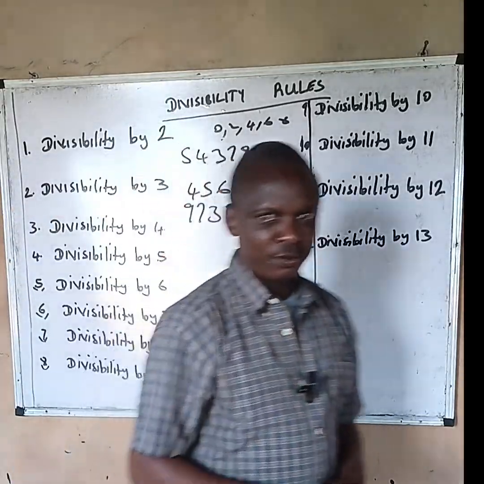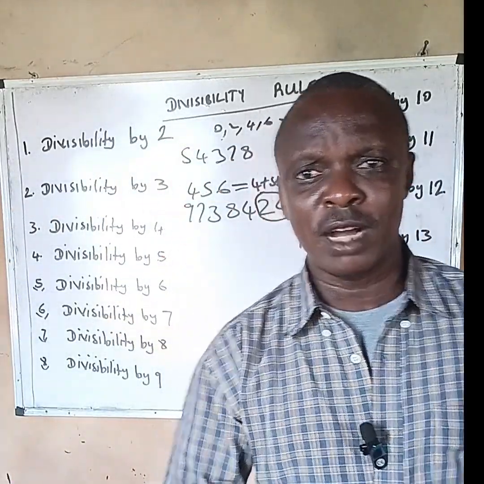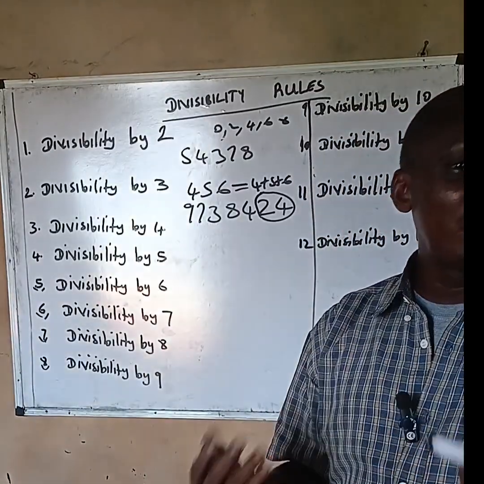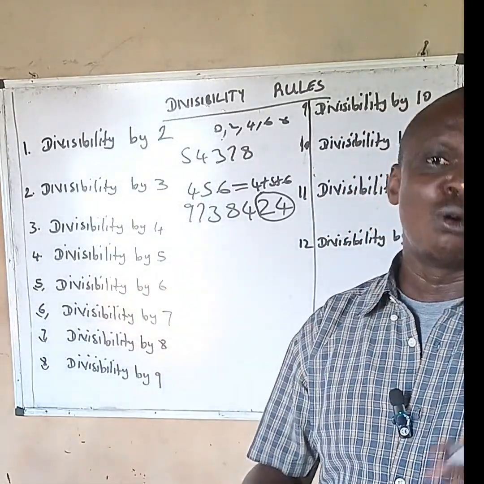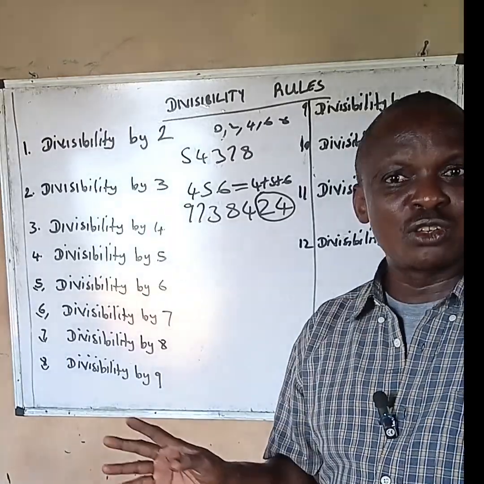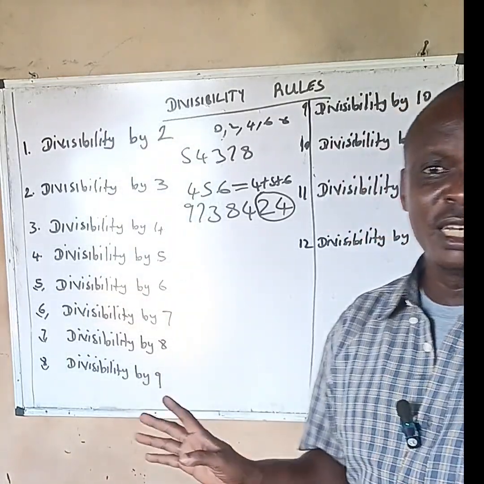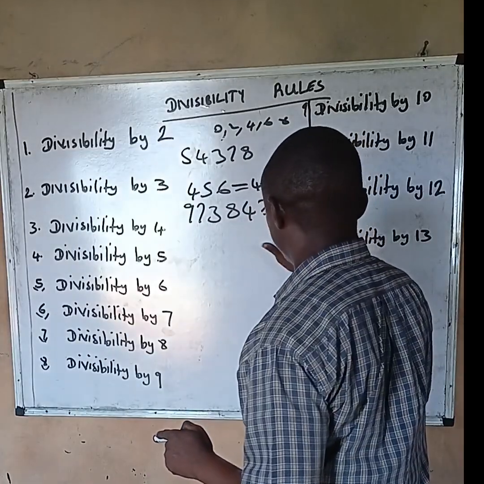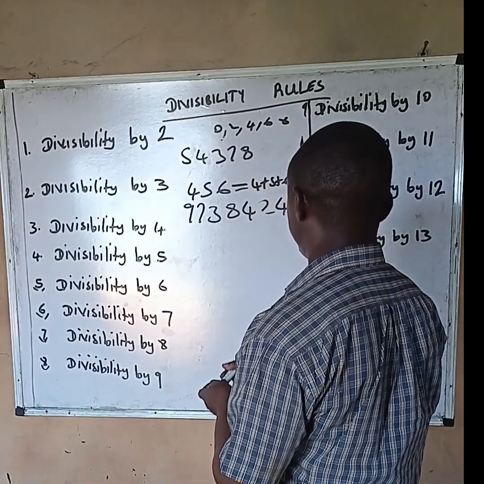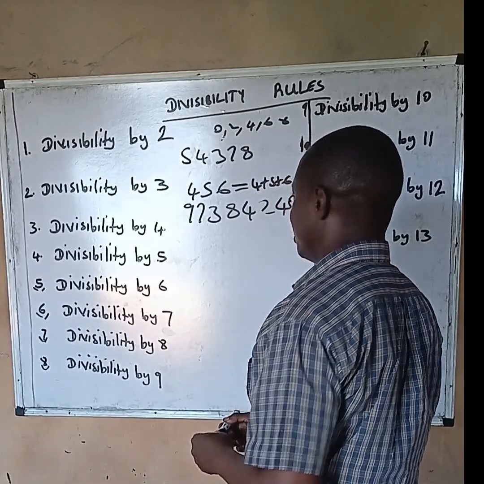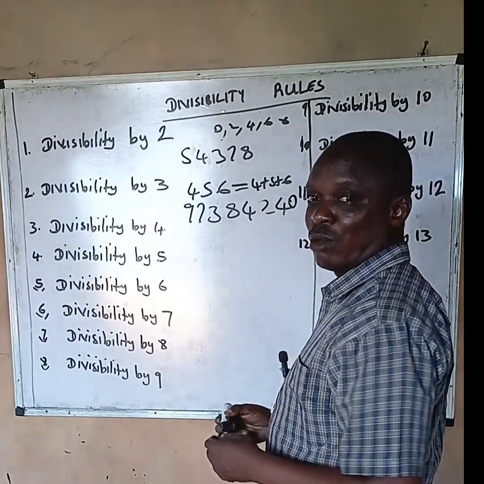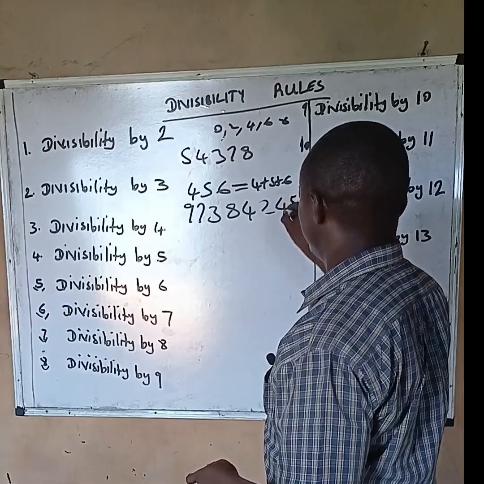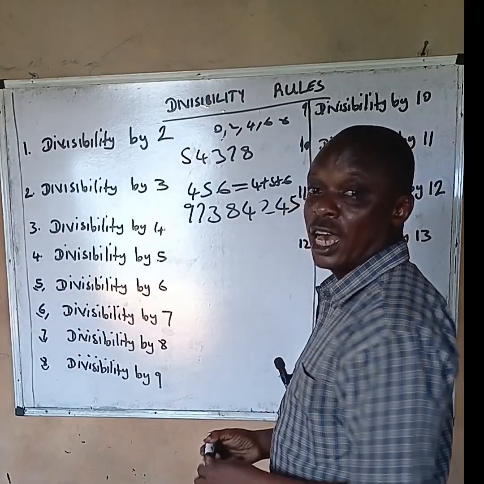What about 5? How do you know when 5 can divide a number? That one is simple. 5 can divide a number if the last digit is either 0 or 5. If the last digit of that number is 0 or 5, then 5 can divide it. Let's say, for instance, with this same number, if 0 is here, it means 5 can divide this number. Or if 5 is here, it means 5 can divide this entire number.